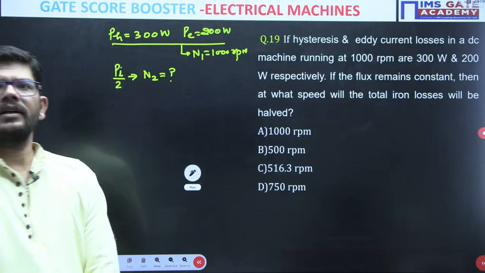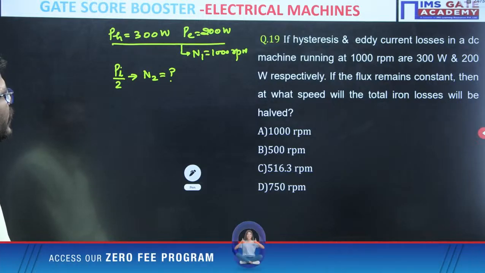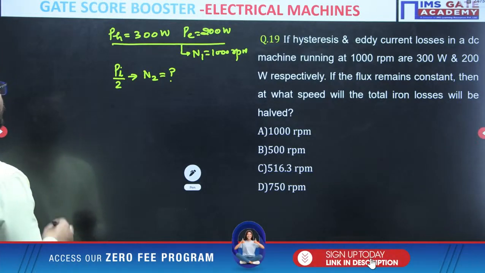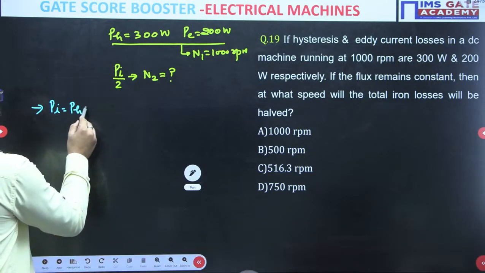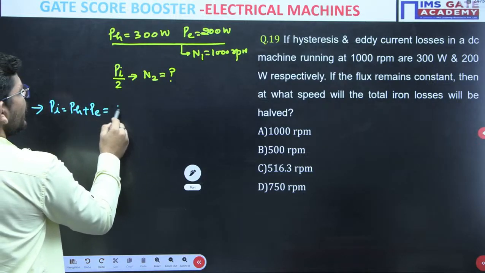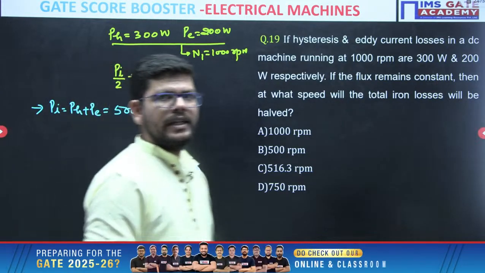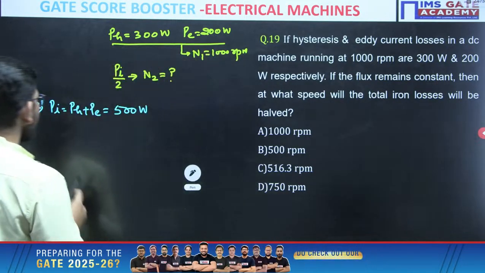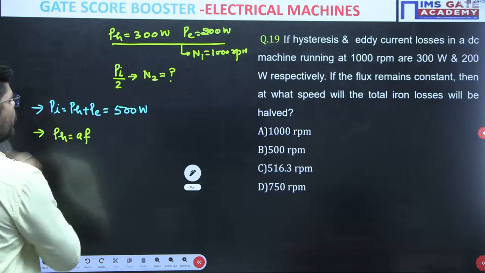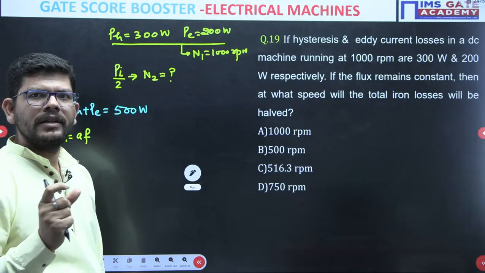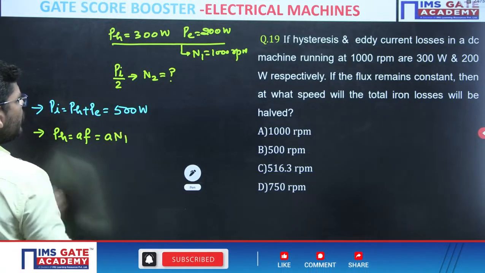Bindu is getting the same answer, very good. So now can you solve this question? We have to calculate at what speed the iron losses will become half. So iron losses, which are hysteresis losses plus eddy current losses, are initially how much? 500 watts, right. Now you know that hysteresis losses are A into F, frequency. Frequency means speed, so we can write it as A into N1 as well, correct.